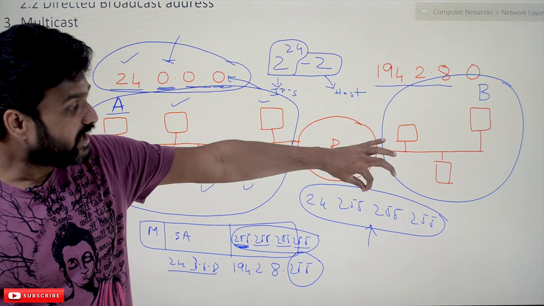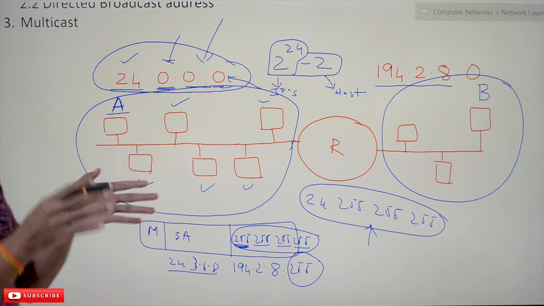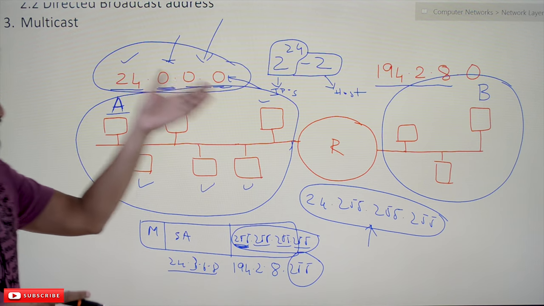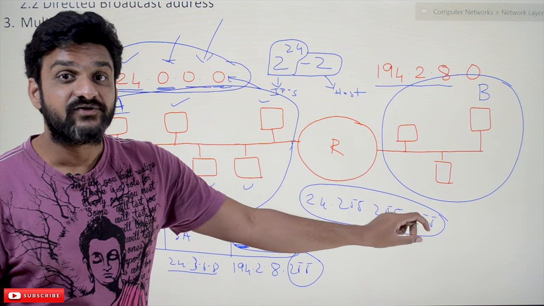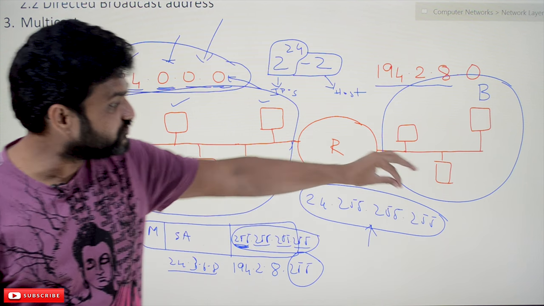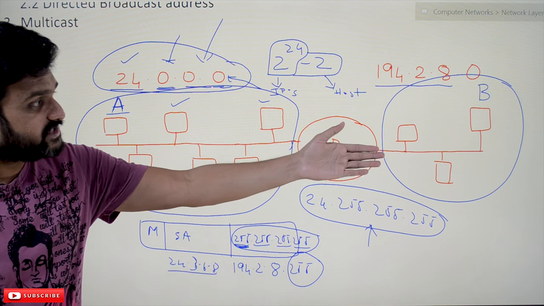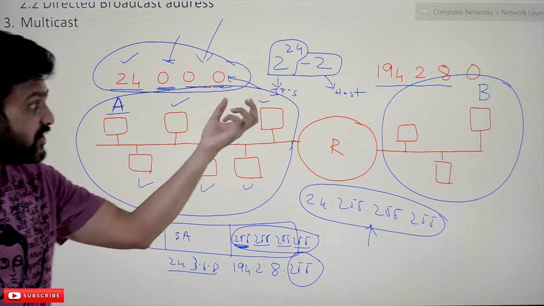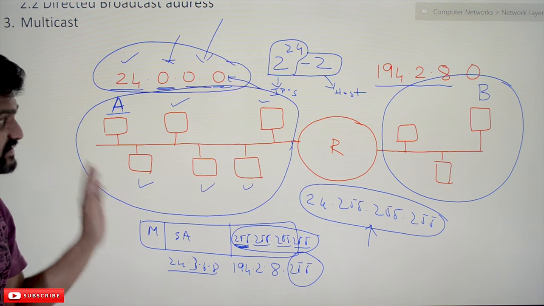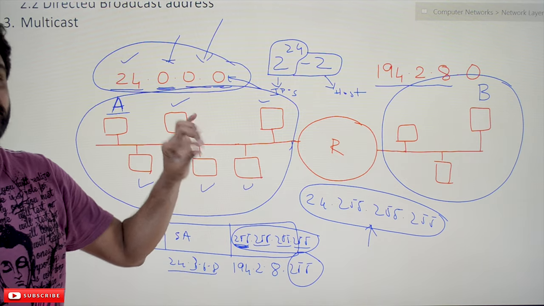So this one has to be reserved for network ID, and this one is for the directed broadcasting address, which means that this IP address is used by any other system in a network to transmit to all the systems in this network. So then this directed broadcasting address is used.